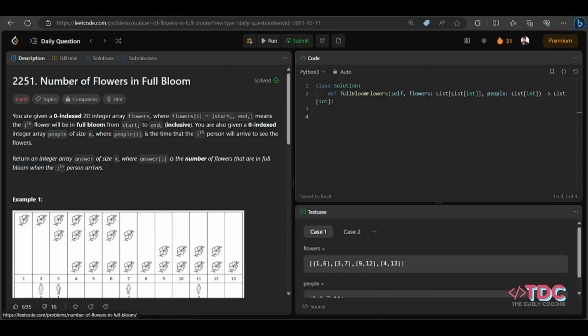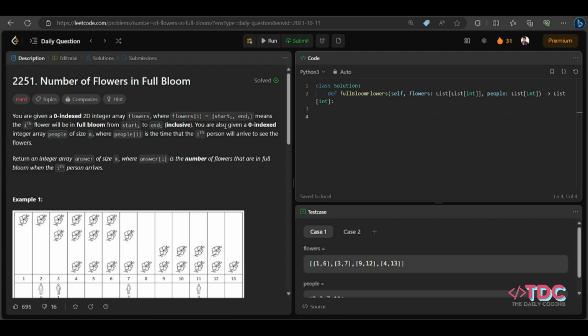Today's LeetCode problem is number of flowers in full bloom. You are given a zero-indexed 2D integer array flowers, where flowers[i] contains a start and an end, meaning the ith flower will be in full bloom from start to end inclusively. That means a flower will bloom from 7 a.m. to 10 a.m. inclusively, and from 11 a.m. it will die, just like that.